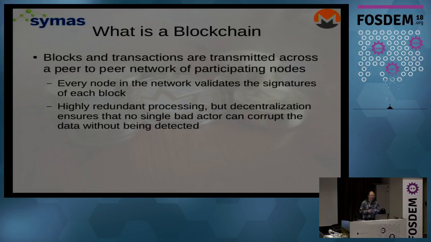The blocks and transactions are transmitted around a peer-to-peer network, and every node in the network participates in the validation, right? So every block that goes by, every transaction that goes by, every node looks at the hashes of these transactions to prove that they are valid. So all of this processing is extremely redundant. Every node participating in the network is repeating the same work. But the reason to do this is so that you can verify that there are no bad actors in the network. Nobody is handing you bad data because you've proved that it's valid.